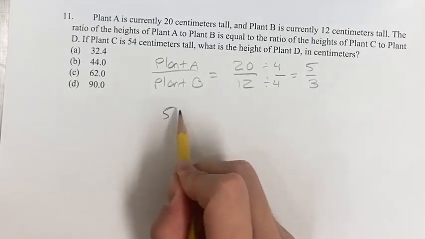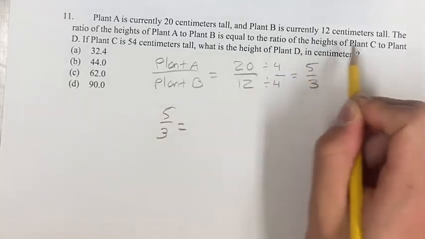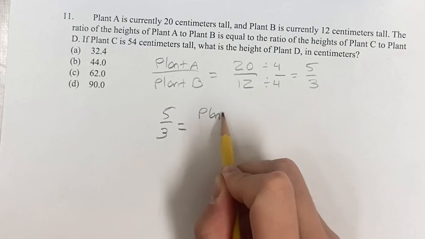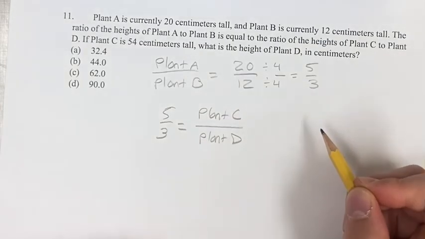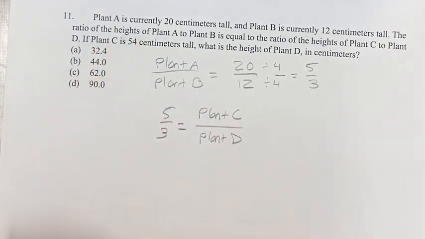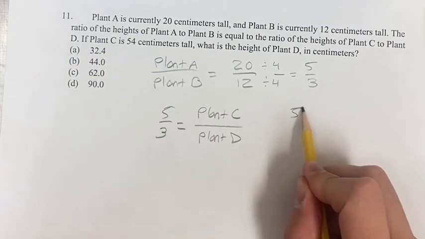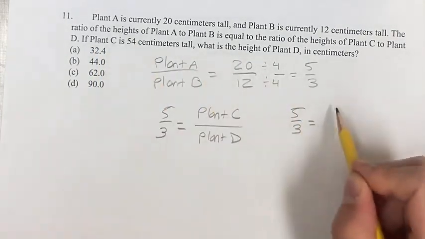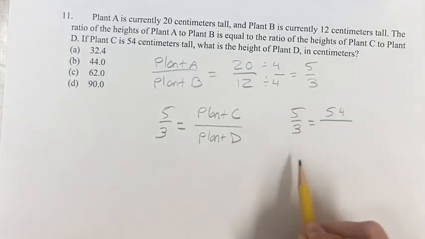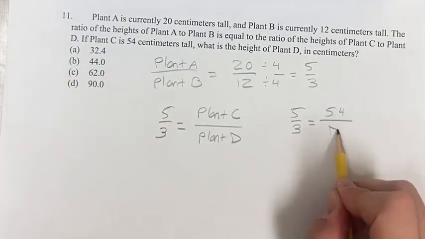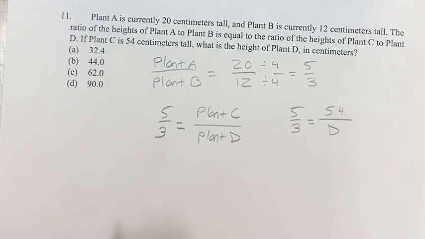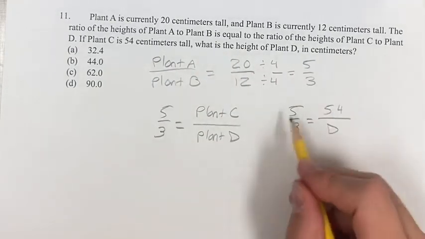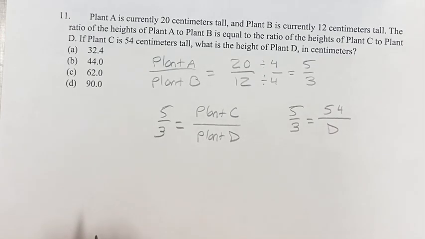We're told that 5 to 3 is equal to the ratio of the heights of plant C to plant D. And we're told that plant C is 54 centimeters tall. So 5 over 3 is equal to 54 over D. We don't have to write plant D, let's just use the variable D. And now we're asked, given this, to find the height of D. We have one equation, one variable, and so we can do that.